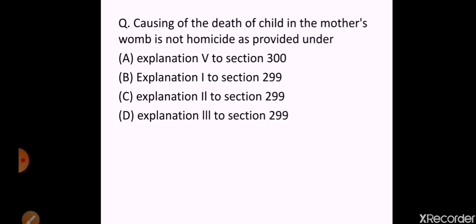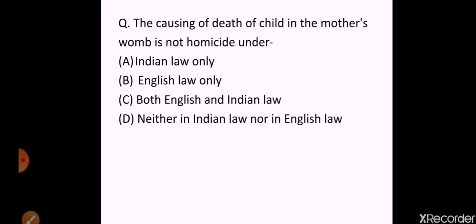So this is the revision form question, and the correct answer is obviously option D, that is explanation 3 to section 299. My above two questions are related to this only, because it is asked in many of the state examinations like Himachal Pradesh, Jharkhand, Haryana, UP. So this question is a favorite amongst all states. So you can revise this question, and I will move further with the next question.